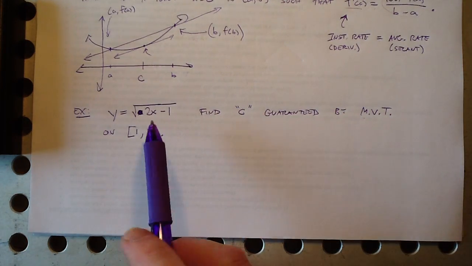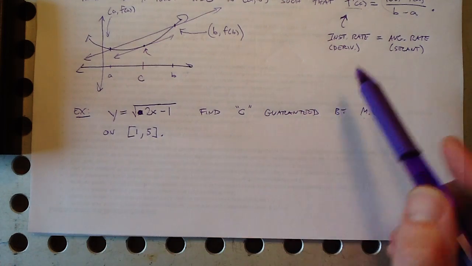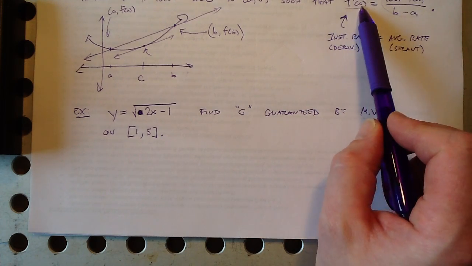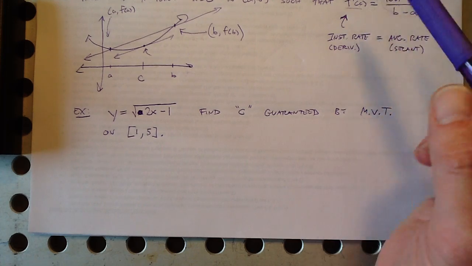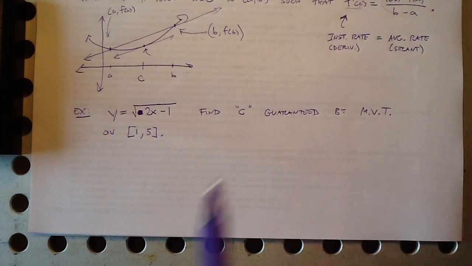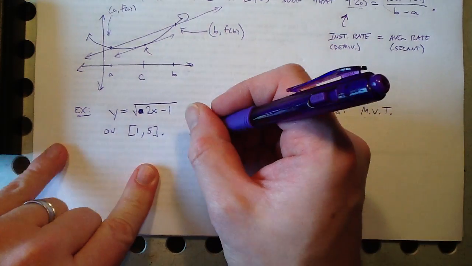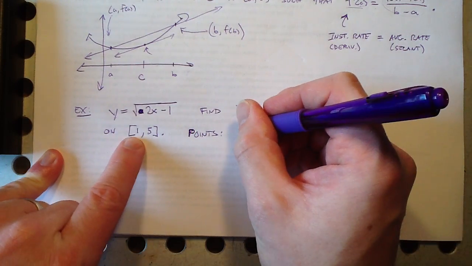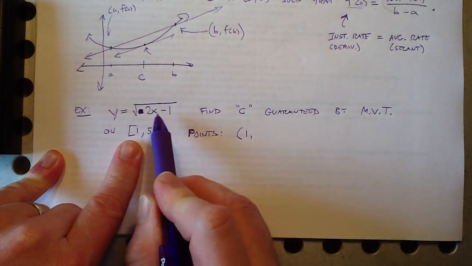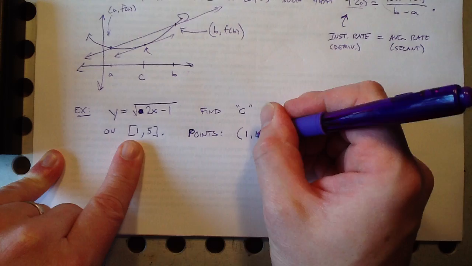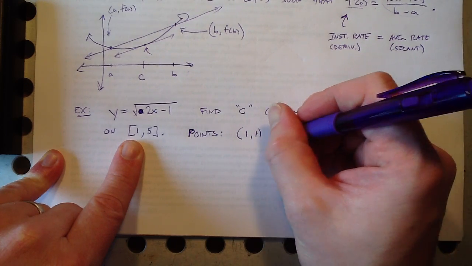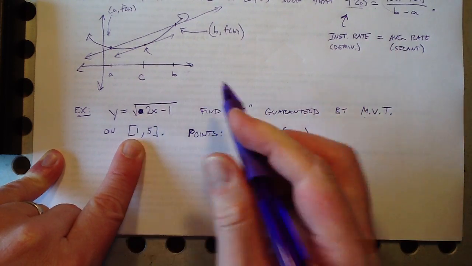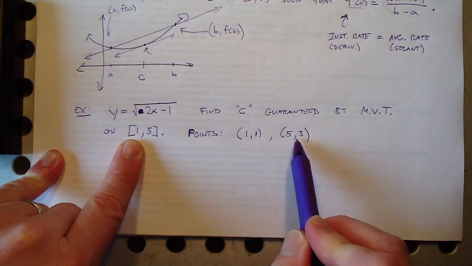Well, what are we supposed to do here? Here's our interval from 1 to 5, so we need to find the average slope here, and then we need to find the derivative and find the value where the derivative is equal to the average slope. So this is the missing piece for us here, right? So let's find the points. Our points are the points 1 comma, what do we get when we plug 1 into this? 2 times 1 minus 1 is 1. The square root of that is 1. And the second point, we plug 5 into this. 2 times 5 is 10 minus 1 is 9. The square root of 9 is 3. So the points are (1, 1) and (5, 3).